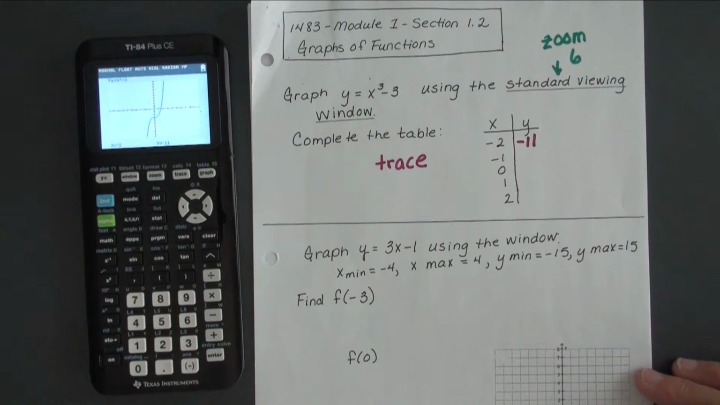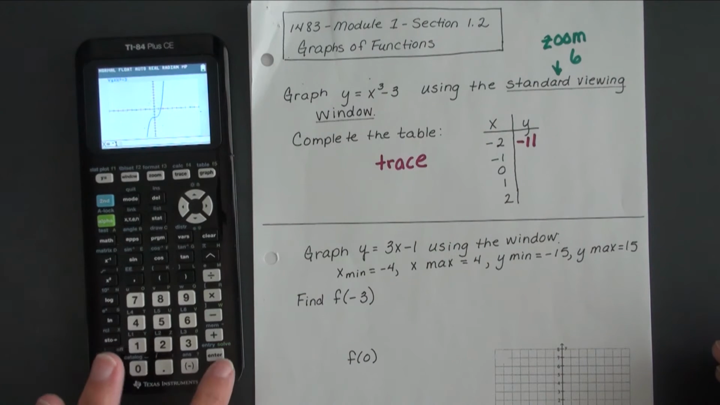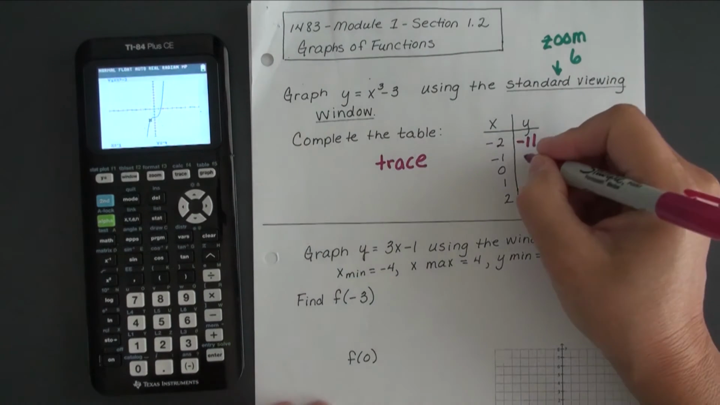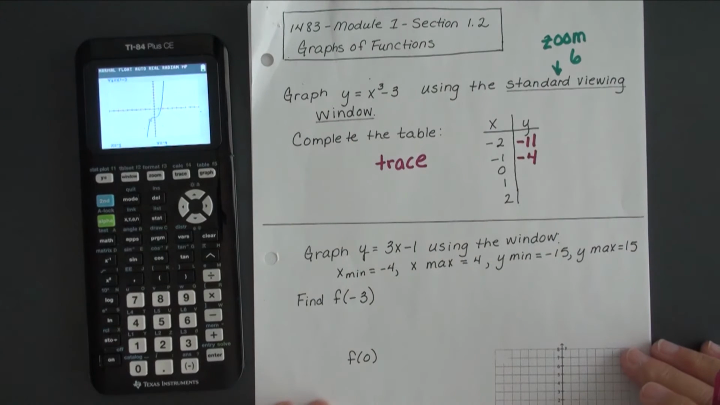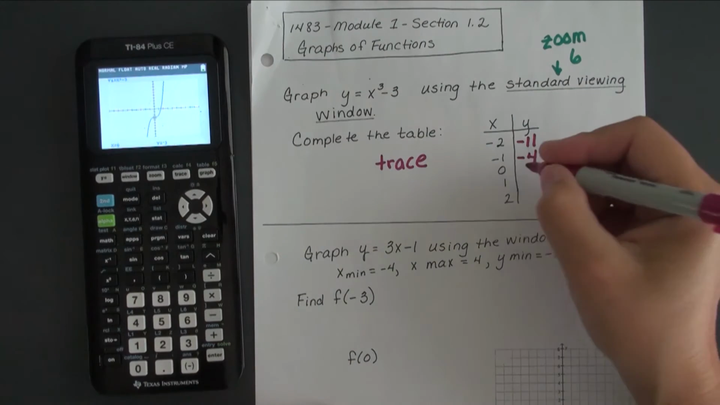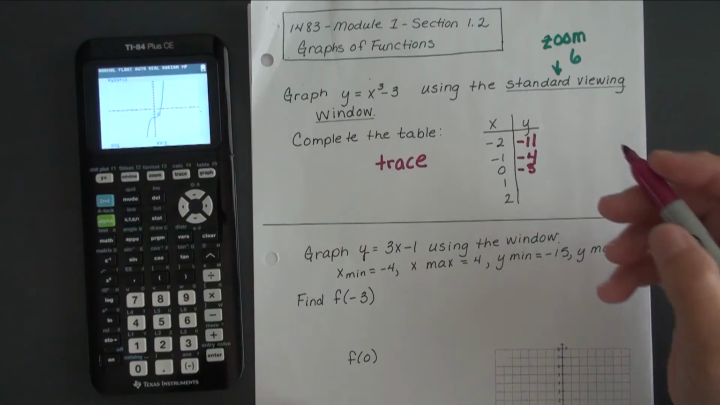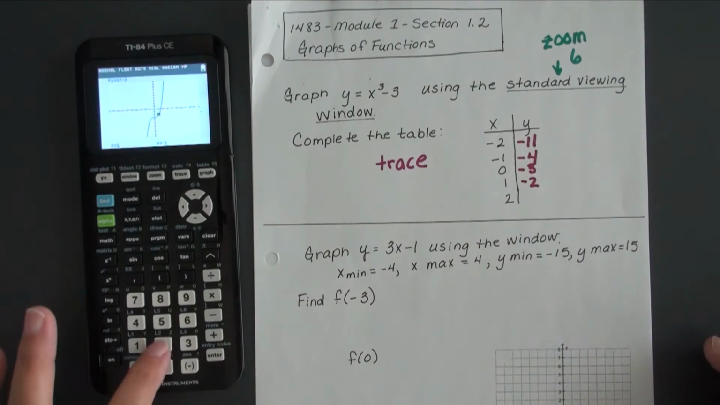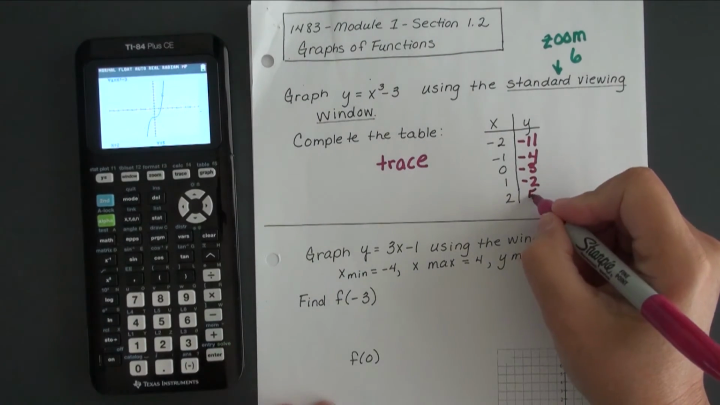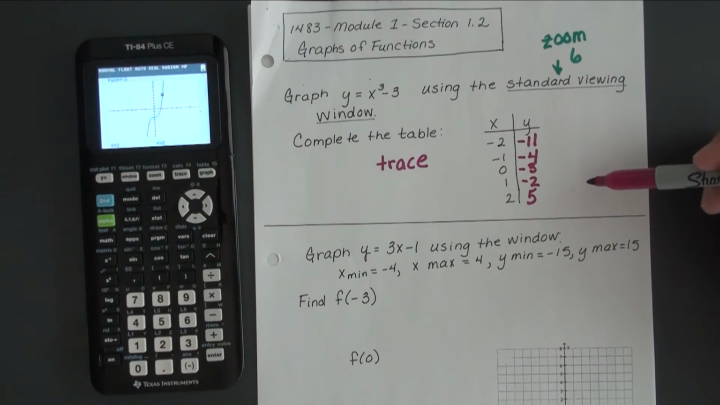Now we already have used the trace feature, so now we can just punch in our next number, -1, and enter, and I get -4. And then 0, enter, -3. 1, enter, -2, and 2, enter, 5. Now if you have used the calculator prior to this course and you want to use the table function in the calculator, then you are welcome to do that as well.